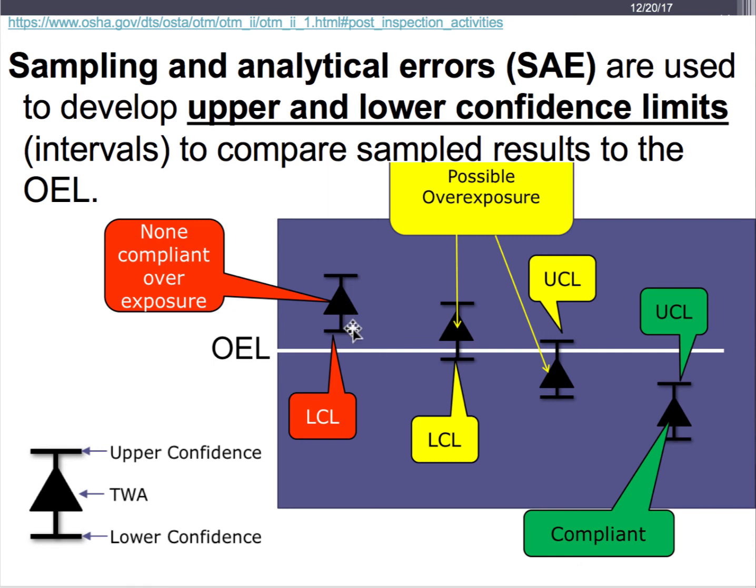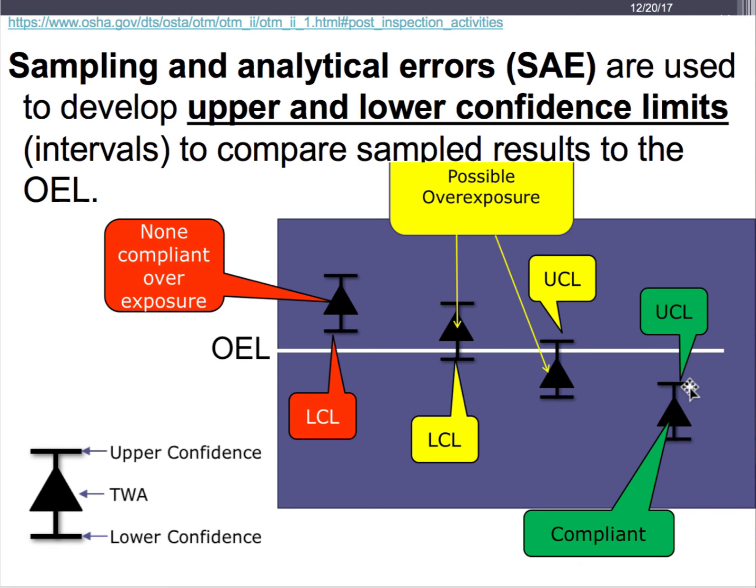The lower confidence limit is above the occupational exposure limit. We are 95% confident that there is an overexposure, that we are non-compliant. When our time-weighted average is our triangle, and our upper confidence limit is below our occupational exposure limit, or below 1, we can be confident that we are in compliance, that the exposure we measured is below our occupational exposure limit.